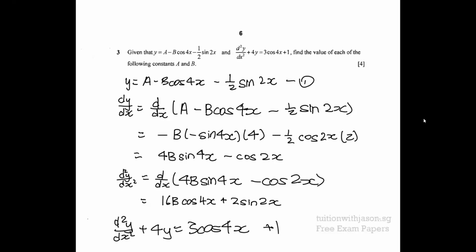Okay, let's take a look at this question. So we have y equals a minus b cos 4x minus half sine 2x. Then you have d²y/dx² plus 4y equals 3 cos 4x plus 1. Find the value of each of the following constants, a and b.